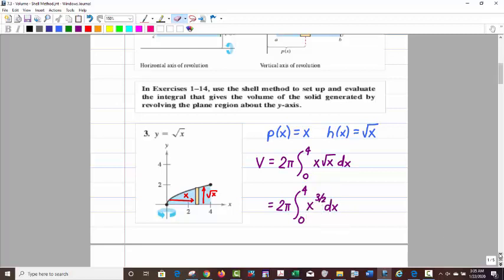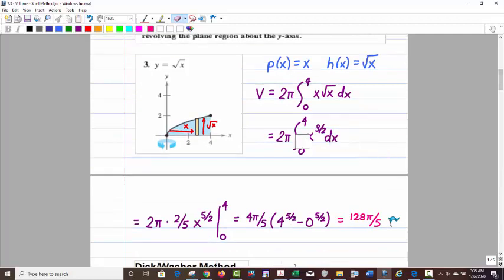And we come down here and we just use the basic power rule. So it'd be 2 pi times 2/5 x to the 5/2, from 0 to 4. And 4 to the 5/2 minus 0 to the 5/2. 4 to the 5/2 would be the square root of 4 to the 5th, which is 32. And you'll end up with 128 pi over 5.